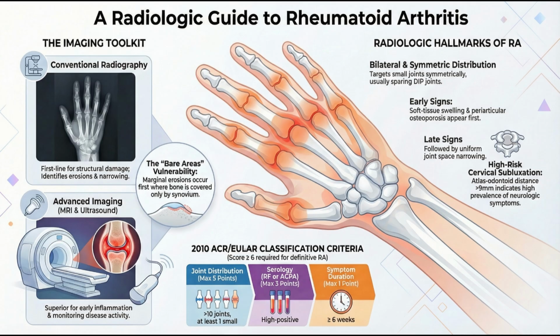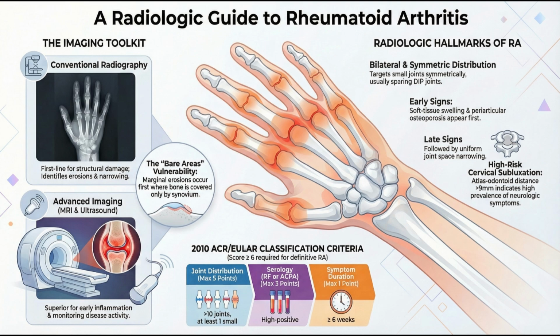Okay, so we know the mechanism. Now, let's talk diagnosis. If I walk into a clinic with joint pain, how do you know it's RA and not something else? The source mentions a kind of scorecard. Yes, the ACR/EULAR classification criteria. It's effectively a point system. You need a score of 6 out of 10 to get a definitive diagnosis of RA. A 6 out of 10. Walk us through how you get points.